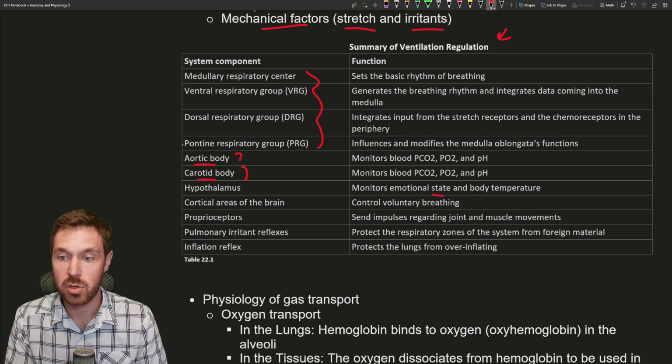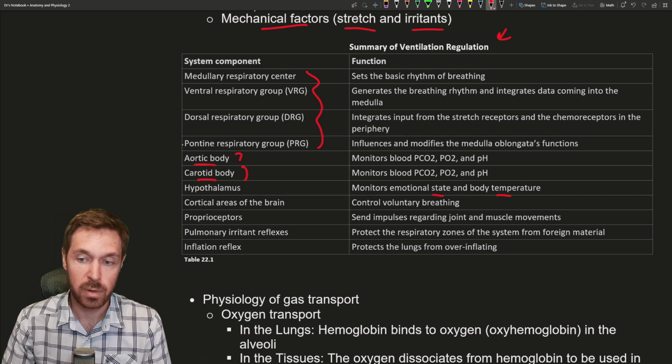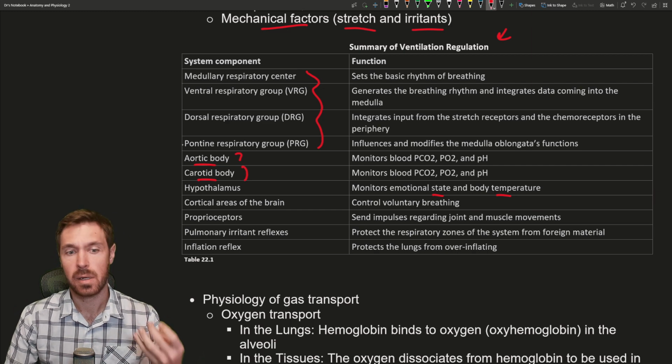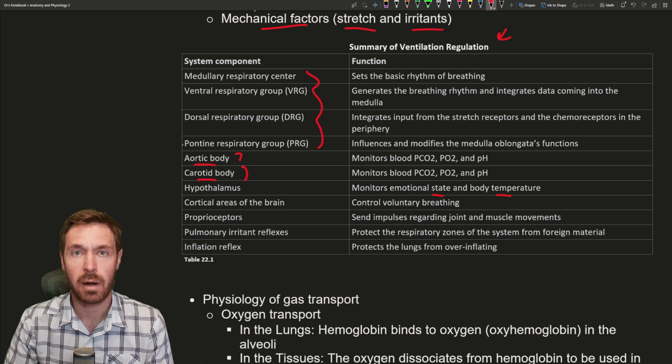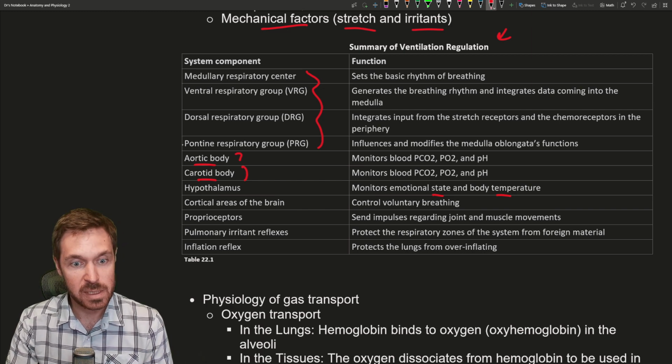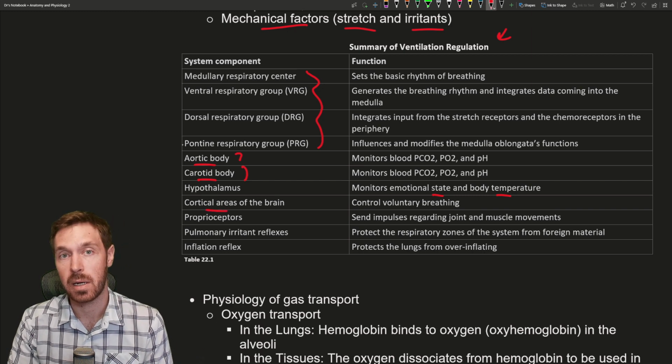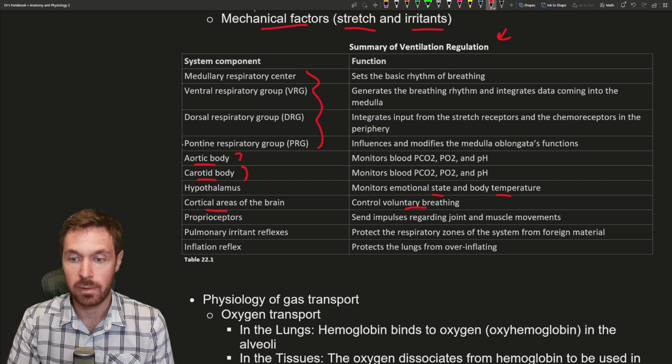Hypothalamus is monitoring emotional state and body temperature. So emotional state, stress can affect breathing rate as well. Think about when you have a fearful interaction. When someone scares you, you hold your breath. That's activating through what's known as your limbic system as well, which deals with some of the cortical areas of the brain too. So that controls your voluntary breathing.